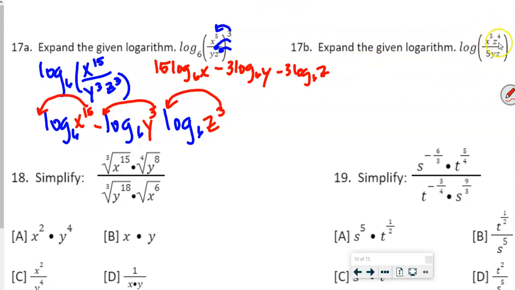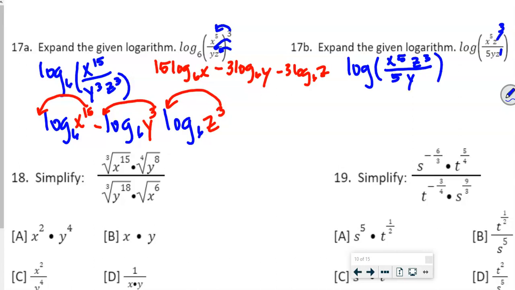So what we want to do with this one is see if we can reduce first. And I do see a z on top and a z on the bottom. So let's go ahead and rewrite this first. So let's just say log of. So that 4 is going to be reduced by 1. So that's going to end up being 3 up there. So this is going to be x to the 5th, z to the 3rd over 5, y.